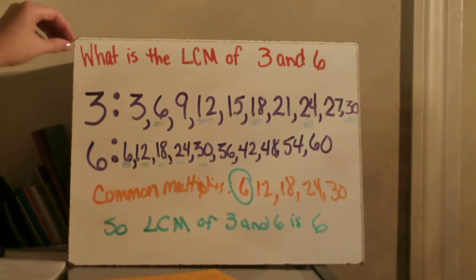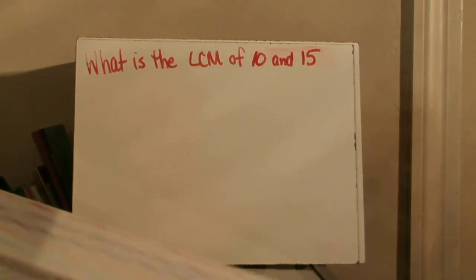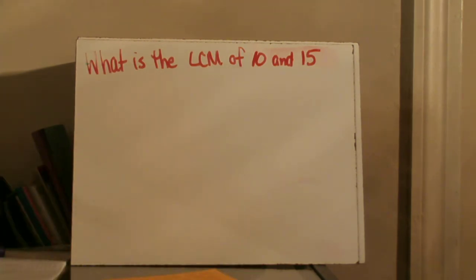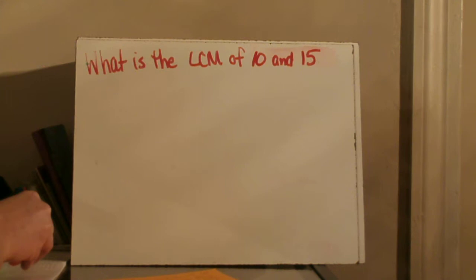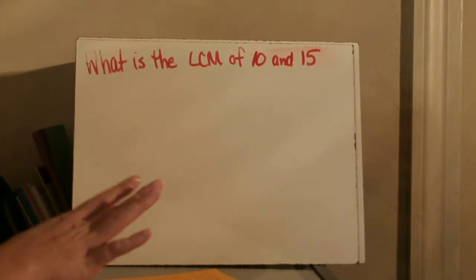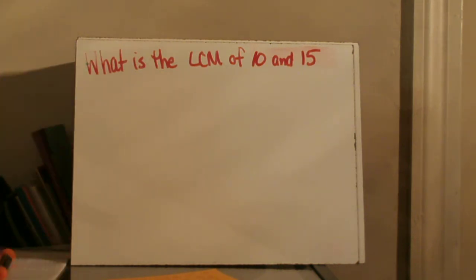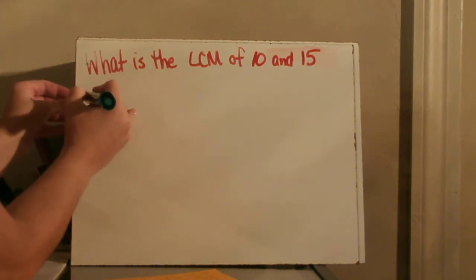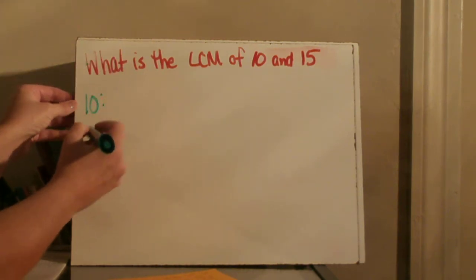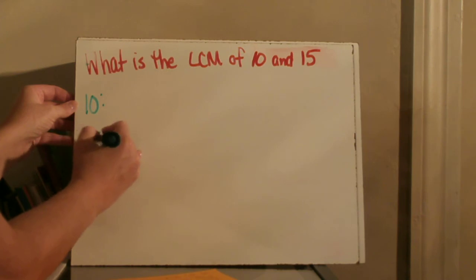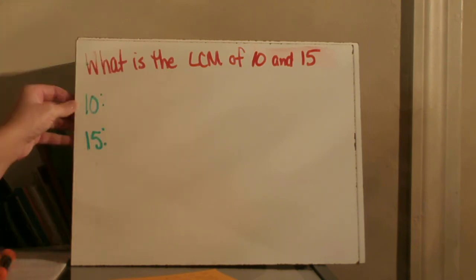Okay? Let's look at our next example. What is the lowest common multiple of 10 and 15? As you're learning, you may want to go ahead and list the first 10 multiples of each number and then compare the common multiples to determine the least common. This would be a good time to pause the video and, on your own, list the multiples of 10 and 15 up through the first 10 multiples.